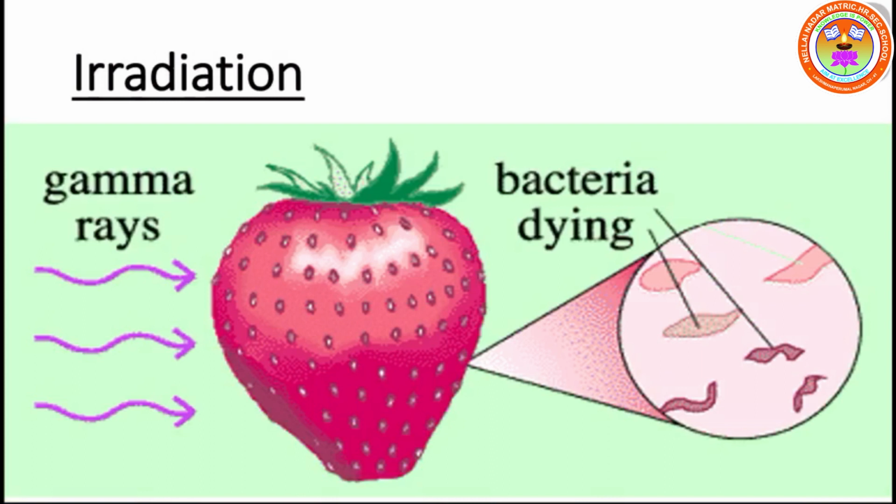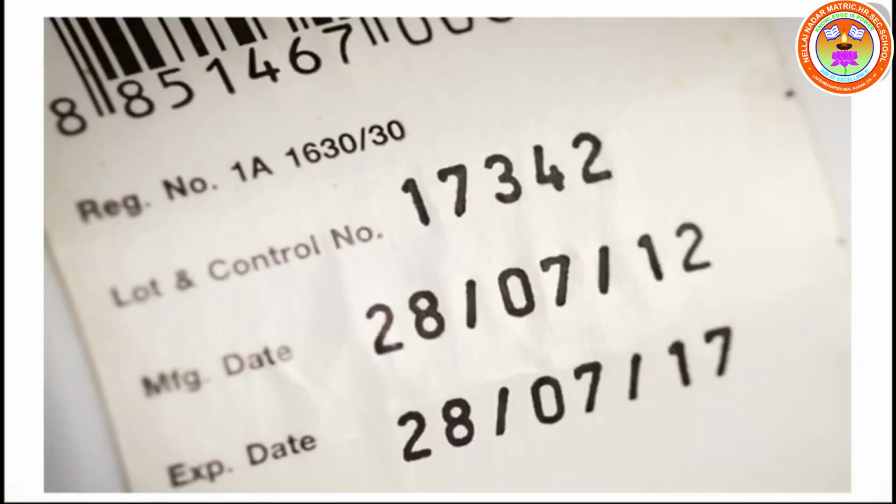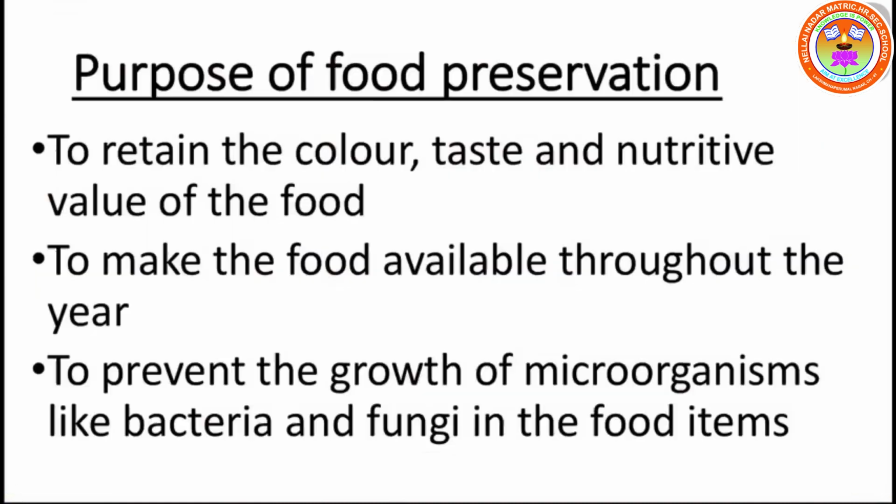Irradiation is a method by which food is exposed to gamma rays and ultraviolet rays to kill the bacteria and the mold. It does not affect the taste of the food or nutritive value of the foods. Example, onion, potatoes. We should always check manufacturing date, expiry date, ingredients, energy content of the food materials while purchasing packed food items.